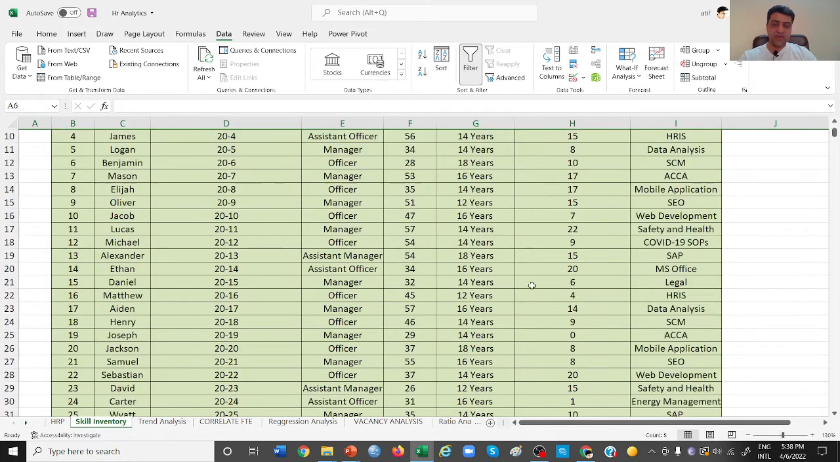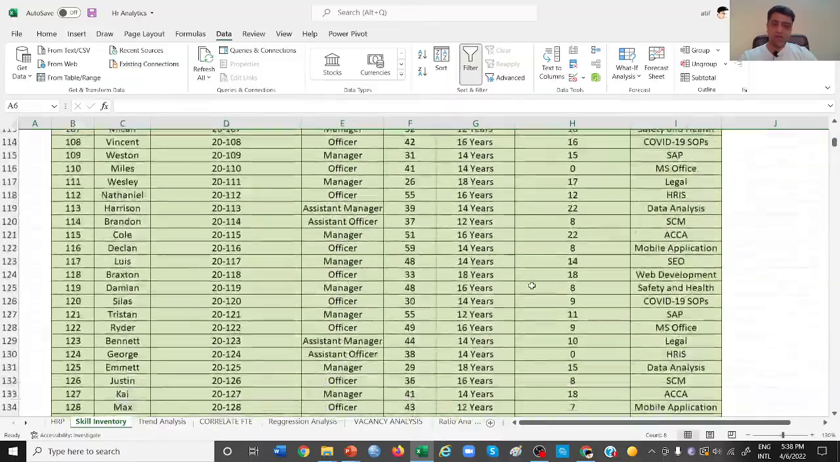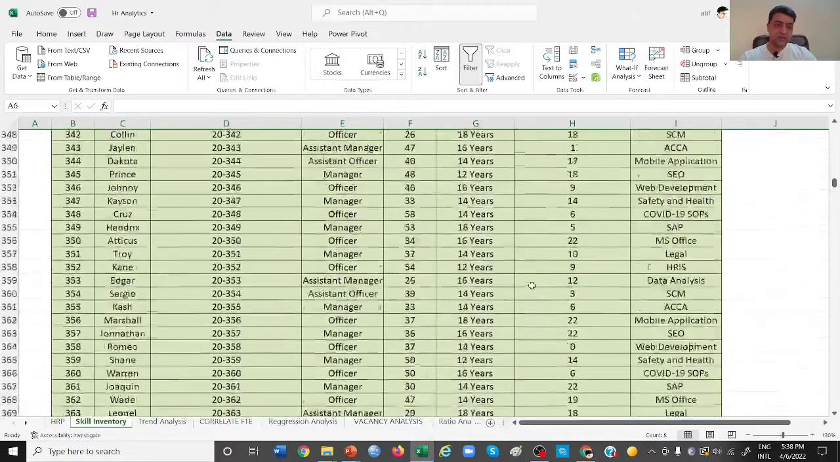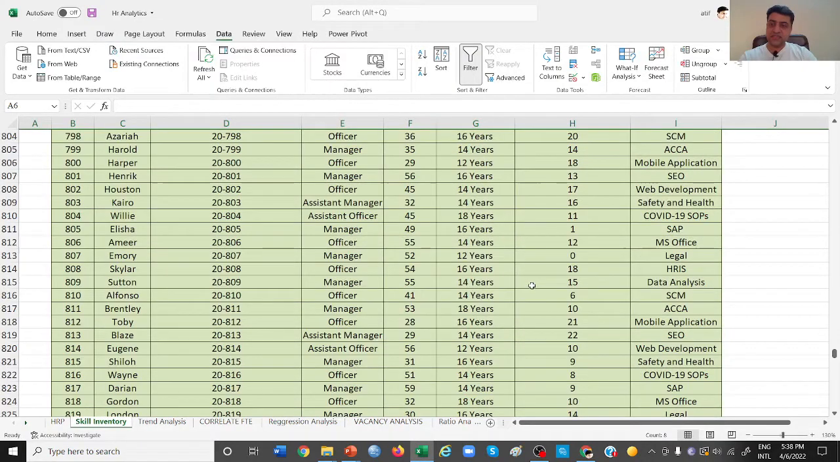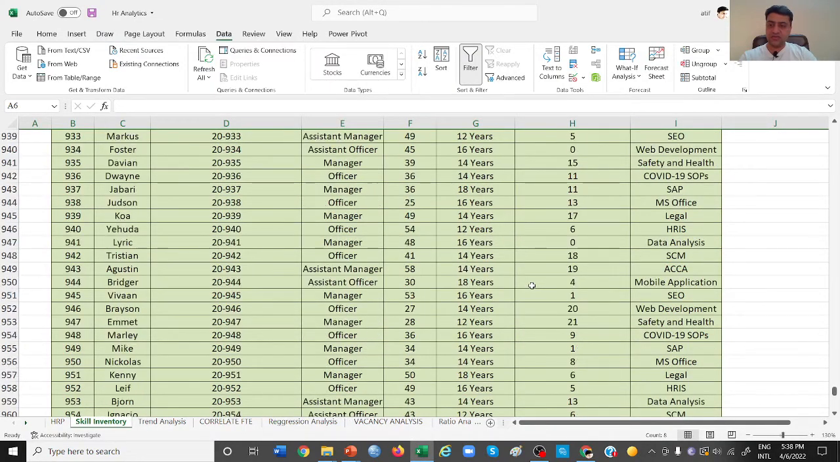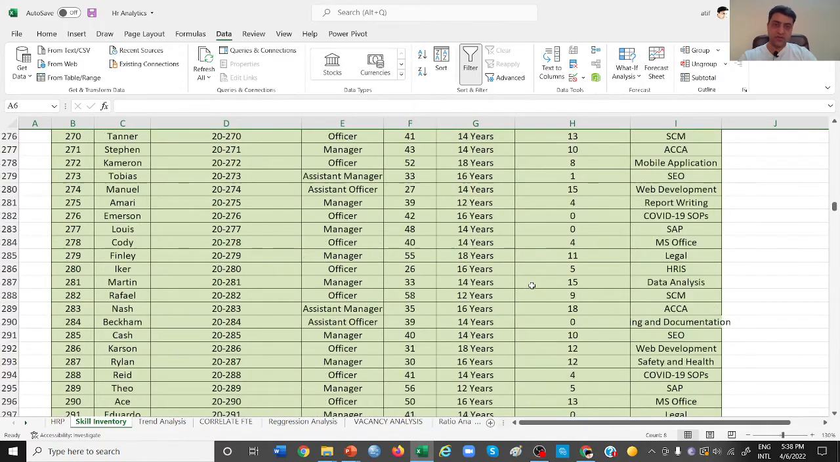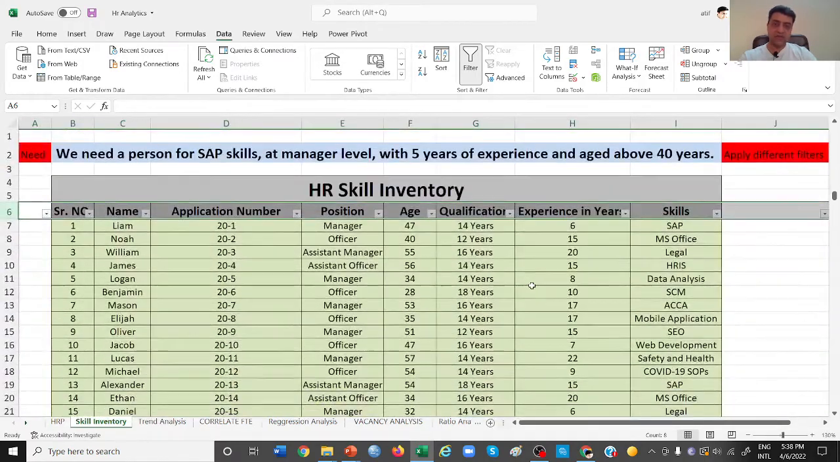So if you have maintained these skill inventories, what we have done in this Excel is that we have all the skills related to all the employees, and this is the data of about 1000 employees. If you have so many employees that you, by just looking at them, can't filter the kind of employees you need, you can use this Excel file to answer this question of your HR needs. So we'll start with the first need.